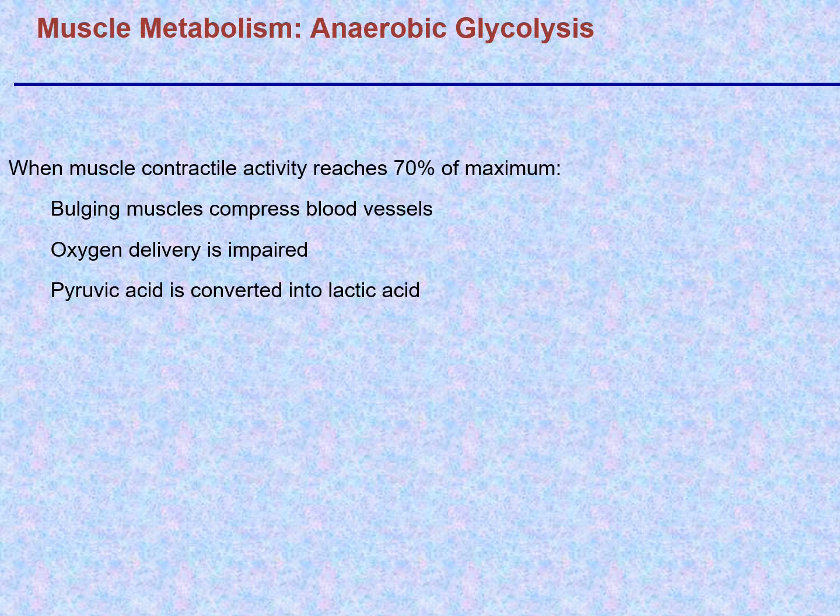And what I was telling you is some more details are here with anaerobic glycolysis, anaerobic respiration. That kicks in when the contractile activity of the muscle reaches about 70% of maximum. In fact, the contracting and bulging muscles will compress blood vessels and start to limit the amount of blood that can get into the muscle, so oxygen delivery is impaired, and you switch over from aerobic oxidation, breakdown of pyruvic acid in the Krebs cycle and electron transport chain, to lactic acid fermentation. So pyruvic acid goes to lactic acid fermentation.